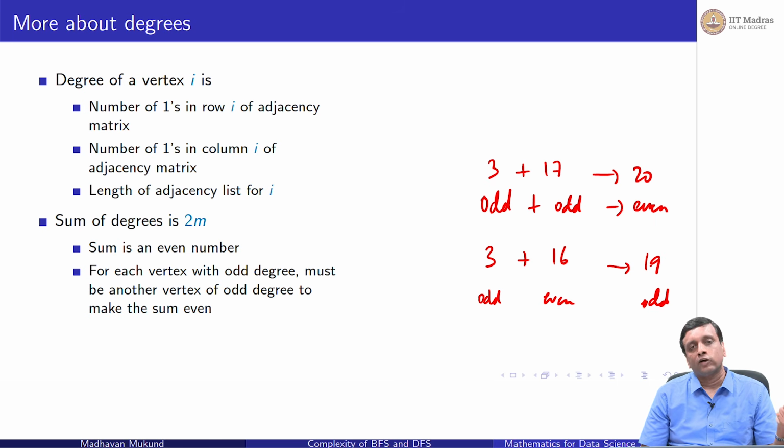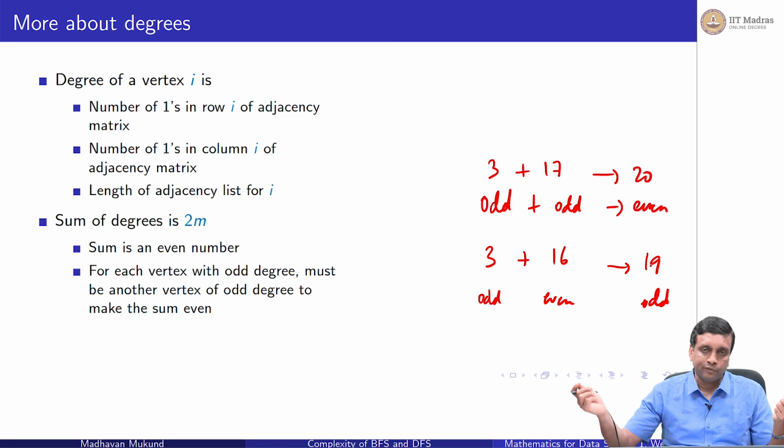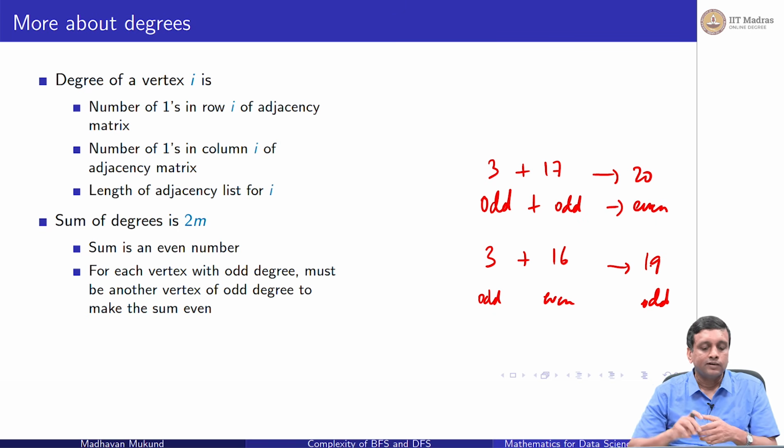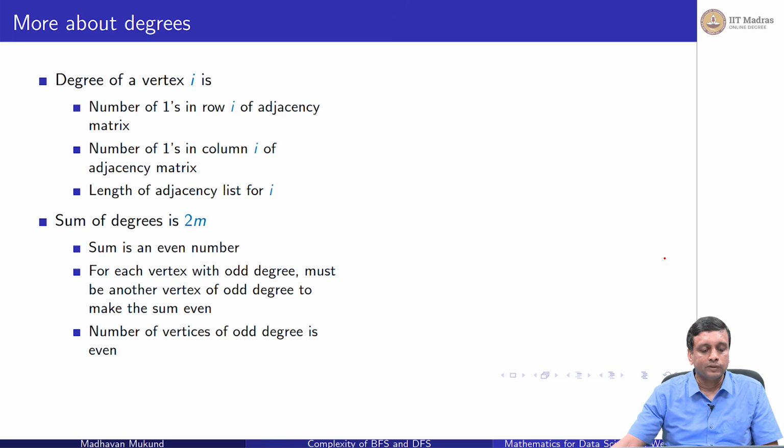So this means that if I spot an odd degree vertex in my graph, it cannot be the only one. There must be another one. Because otherwise the sum of the degrees will become odd. Everything else is even, plus one odd number will be an odd number. So if there is one odd number here, there must be an odd number somewhere else. So I can pair them off. Similarly, if I find a third odd vertex, there must be a fourth odd vertex. So for every odd degree vertex, there must be another odd degree vertex. In other words, the number of odd degree vertices must themselves be even. If I have an odd number of vertices with odd degree, then the overall sum of the degrees will be odd, which is not possible.